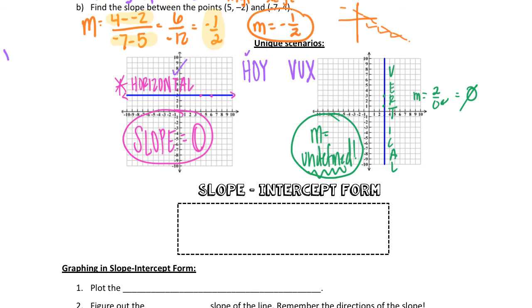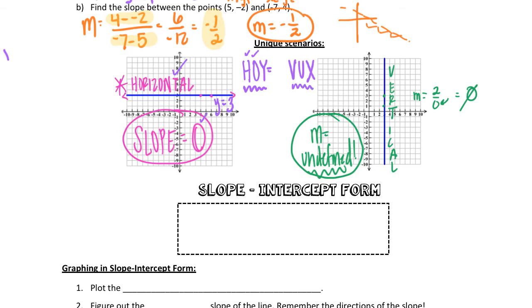H stands for horizontal. The O stands for it has a slope of 0. The Y stands for it's always going to start Y equals. So for example, this line over here is Y equals 3. There's not going to be any X involved. So horizontal, 0 slope, Y equals.